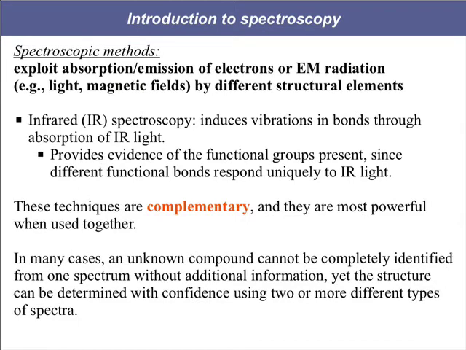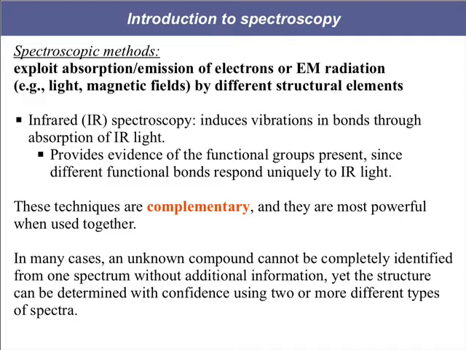In the third part, we're going to talk about infrared spectroscopy, which induces vibrations in bonds through the absorption of infrared light. And from the absorption and emission of infrared light, we can figure out what functional groups are present. So all these three techniques are complementary, meaning that usually one is not sufficient to fully elucidate the structure of your molecule. So we're going to be using them in conjunction with one another. They are most powerful when they are used together in combination.